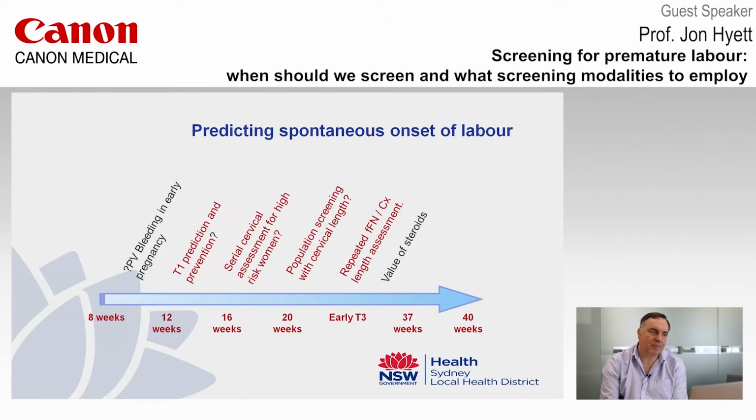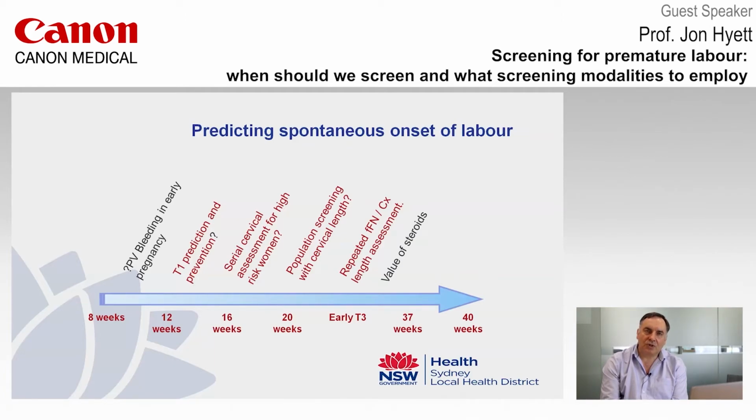We've then got the potential to screen women at 12 weeks, at 16 weeks, at 20 weeks, and thereafter. Traditionally, for most asymptomatic low-risk women who we'll focus on, we start around that 20-week mark. But if you've got someone who is asymptomatic but high risk because they had a previous preterm birth, you can certainly start much earlier.